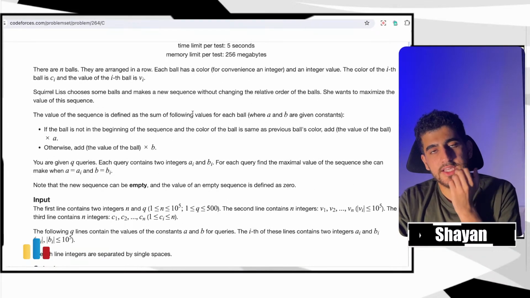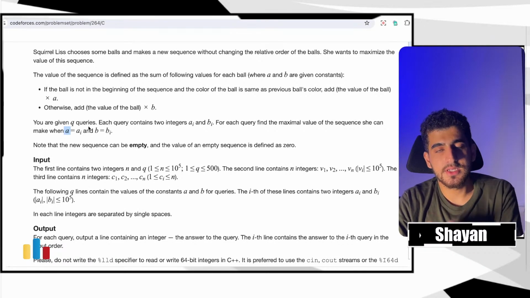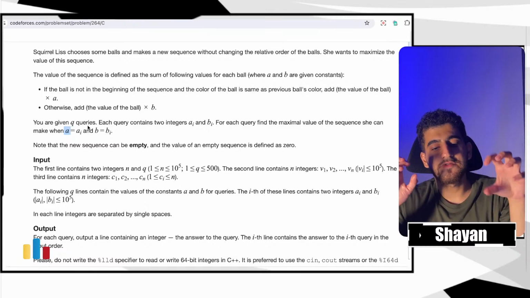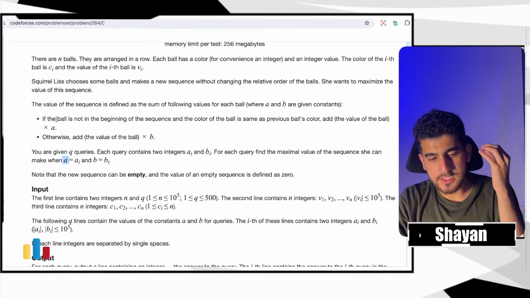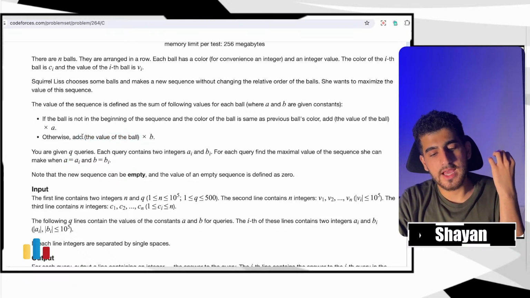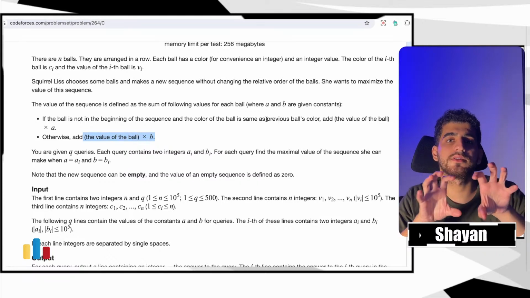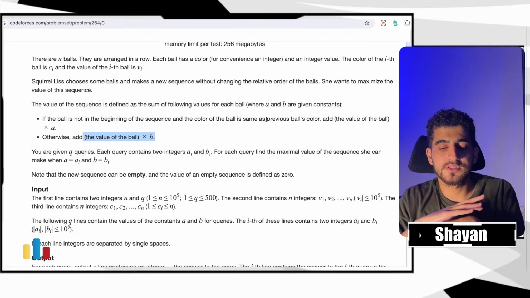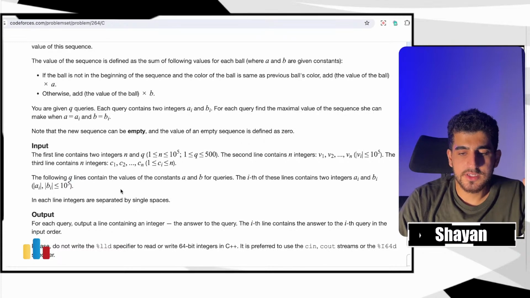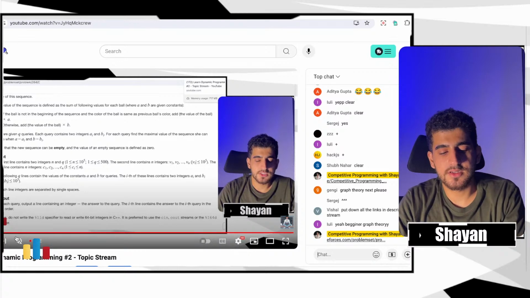Okay, so each time you are given the values A sub I and B sub I, which are your A and B, and you can choose a subsequence of the balls, and you want to maximize its value. And the value is defined as the sum of these values. If a ball is at the beginning or its color is not the same as the previous one, you will add V sub I times B. Otherwise, if it is not at the beginning and it's the same color as the previous one, you add the value of it times A. So you're given all these numbers, and you need to say what the answer is for each query. Is this statement clear?